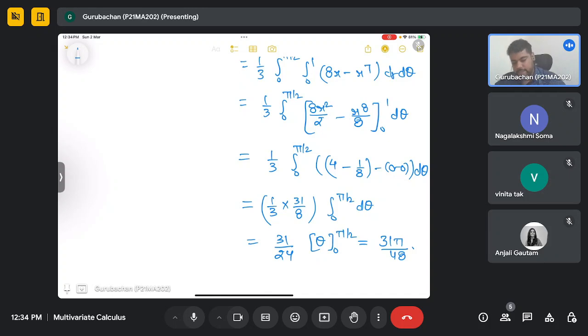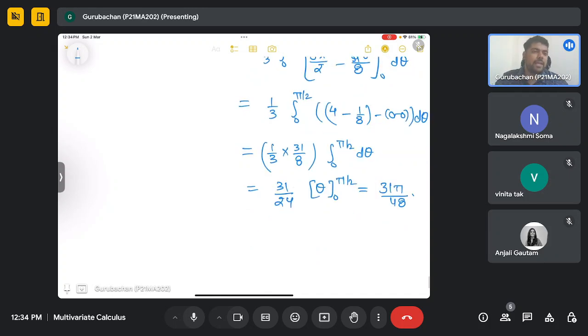So this is the value of this triple integral after changing into cylindrical coordinates, or you can say that the value of the triple integral directly is 31 pi by 48. This is also a question of, I think, week 5 assignment, last question, number 10. So the answer is 31 pi by 48.